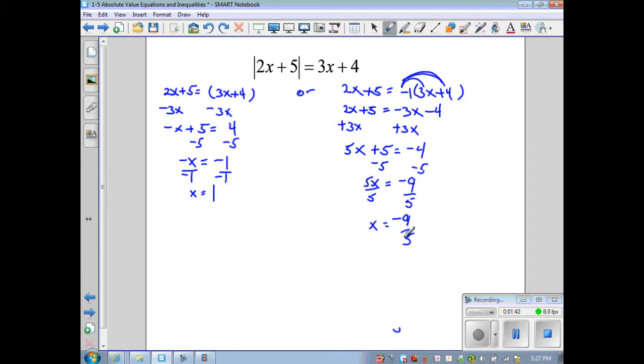Now I have to substitute back in to see if all my solutions are true, none of them are true, or just one of them is true. Let's start with 1. 2 times 1 is 2 plus 5 gives me the absolute value of 7, which is 7. Equals, and that's our question, 3 times 1 is 3 plus 4 is 7. That is a true expression, so this is a solution to the original problem.